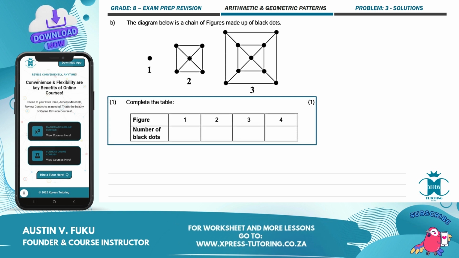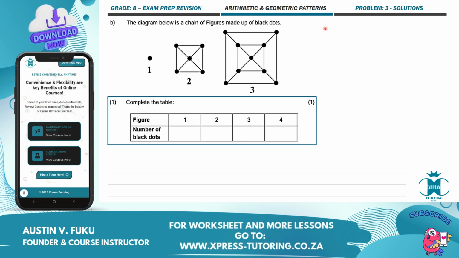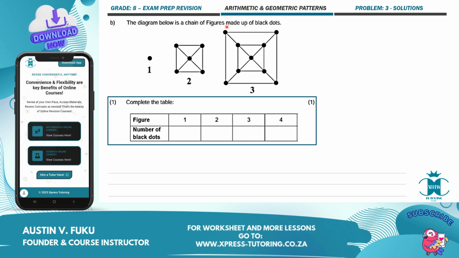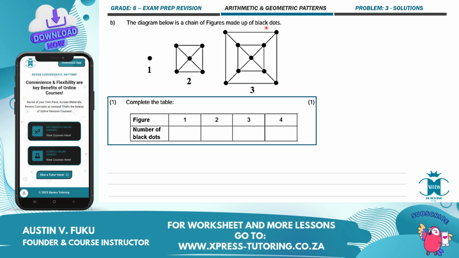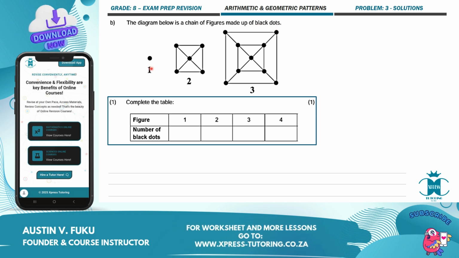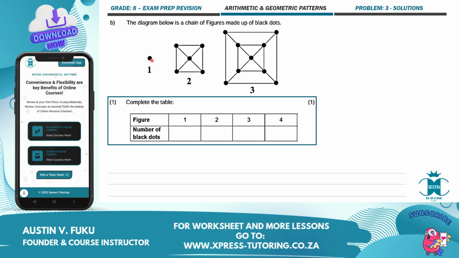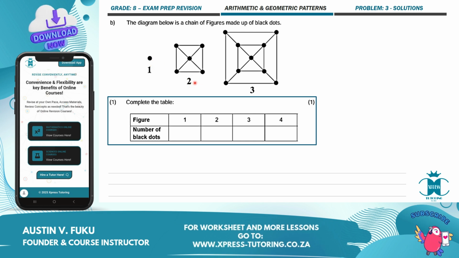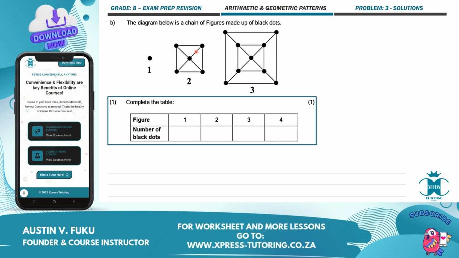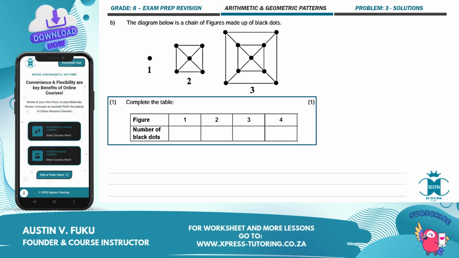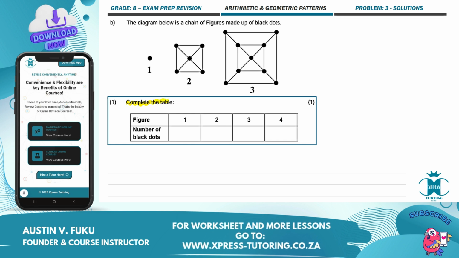So, we are given here the diagram, a chain of figures made up of black dots. In the first figure, we have one black dot, and in the second figure, we have 1, 2, 3, 4, 5 black dots, and in the third figure we have 1, 2, 3, 4, 5, 6, 7, 8, 9 black dots. So we are asked here to complete the table.